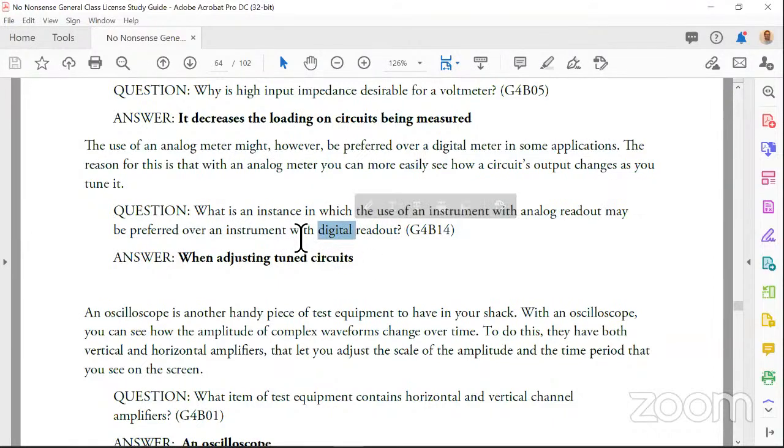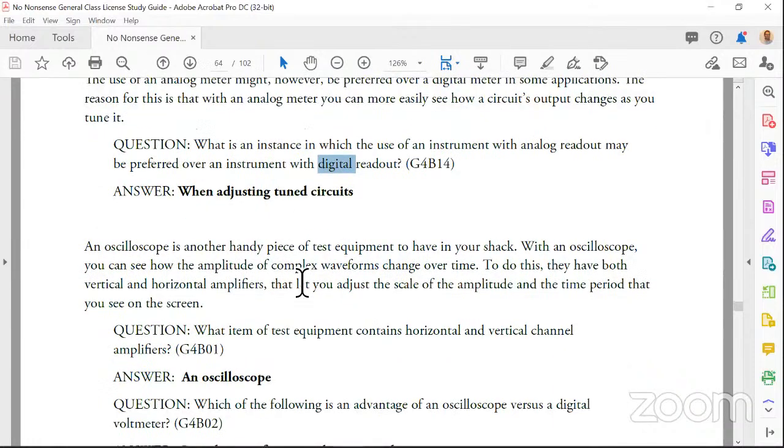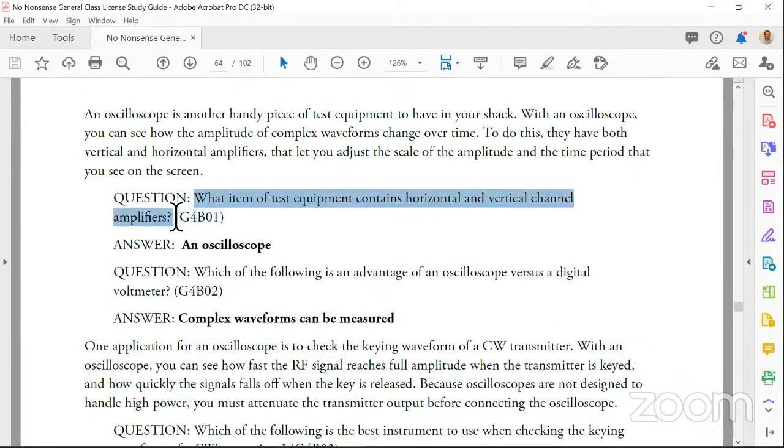So remember, we had given some nice advantages of the digital meter, like in the question before, higher input impedance and so on. But under what conditions or in which instance will an analog actually be preferred over digital? And we had said that instance for us as amateur radio operators is when we are adjusting tuned circuits. That's when that analog display will come in very nicely. Okay, continuing in the question pool. Next question.